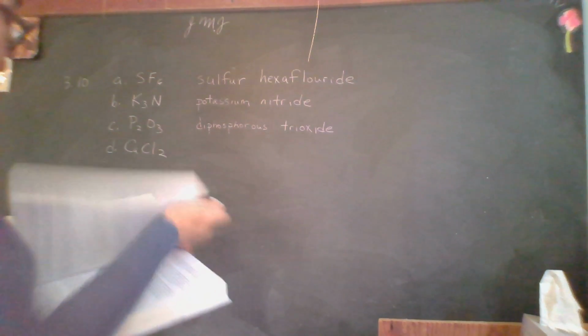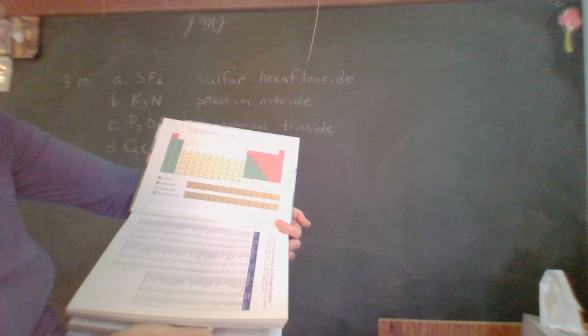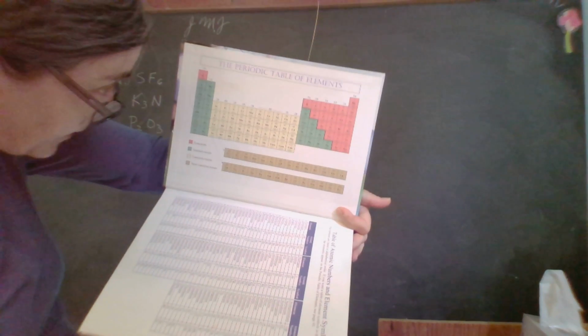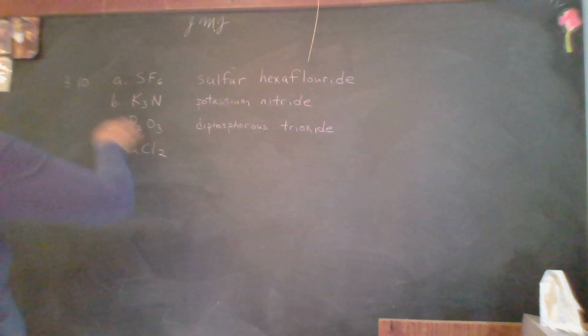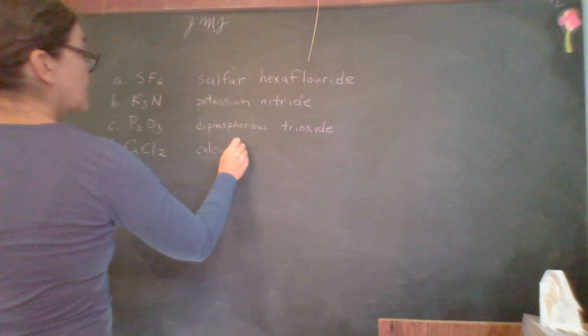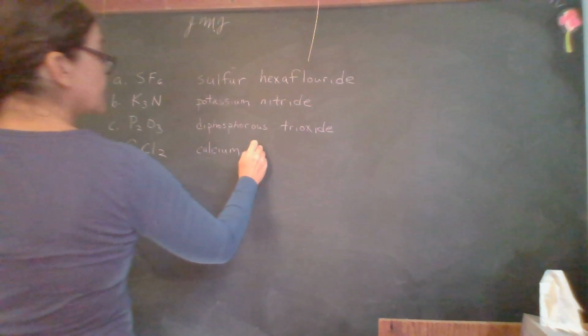Okay, and letter D is CaCl2. Ca, calcium, is a metal over there at number 20, right next to potassium. So that makes it ionic, and I'm not going to use the number here. I'm just going to say calcium chloride.